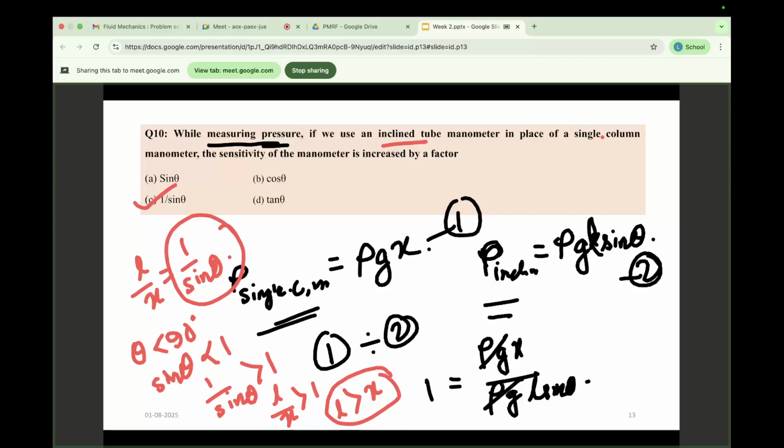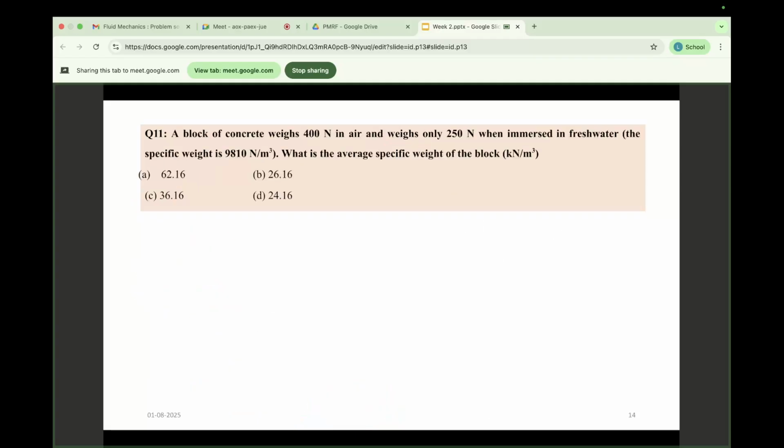So can I move to the next one? Okay. It's another simple question after 2 to 3 theoretical questions. I hope that you people will be able to answer this one.